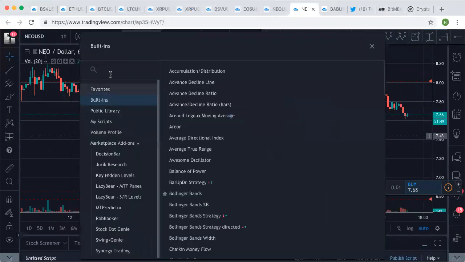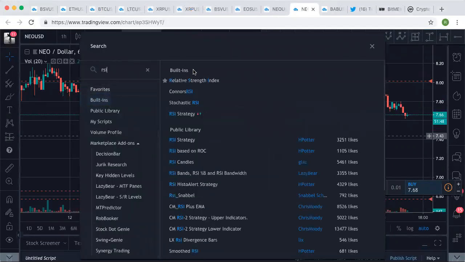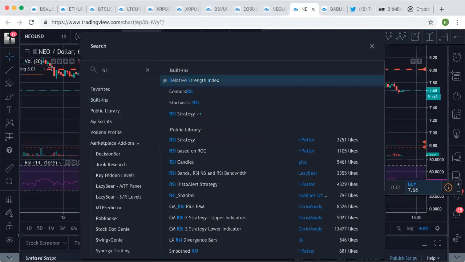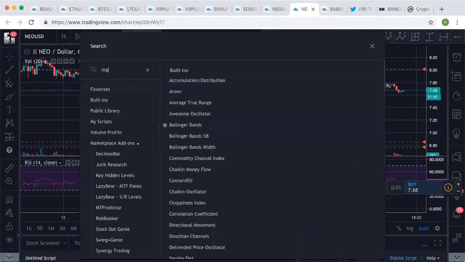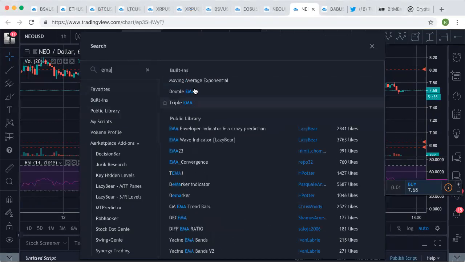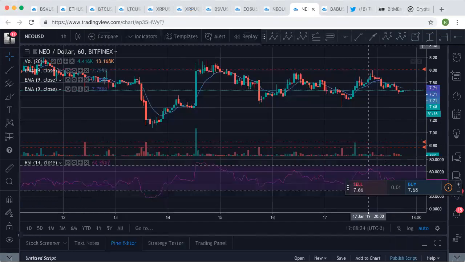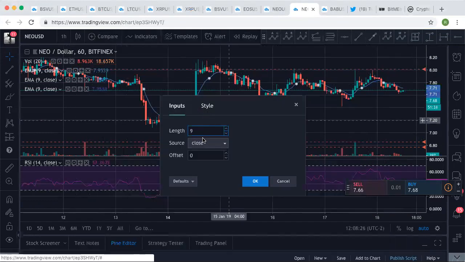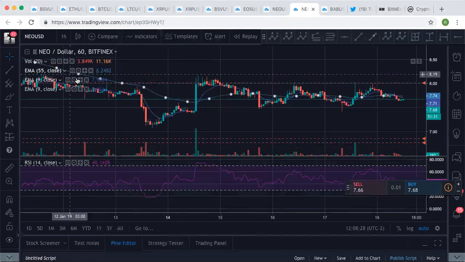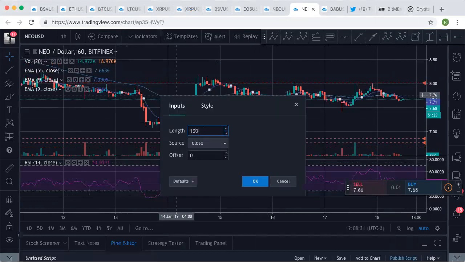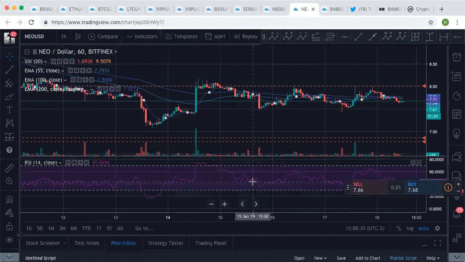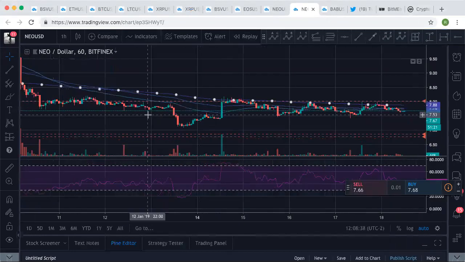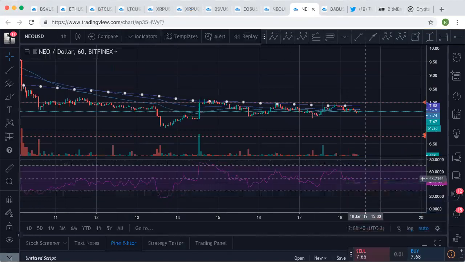I'm going to load up my RSI. Good. I'm going to stick on a couple of EMAs. I'm going to change that one. Get 55 on there. I'm going to get the 100 EMA on there. And I'm going to get the 200 EMA on there as well. All right. Now, just going to zoom out and go to the weekly for a moment.